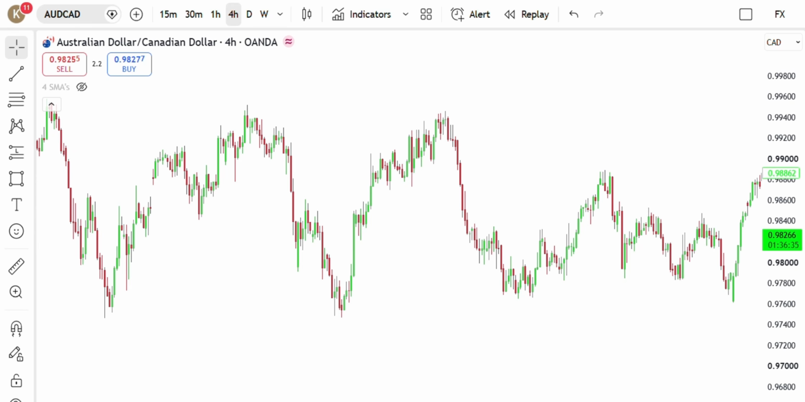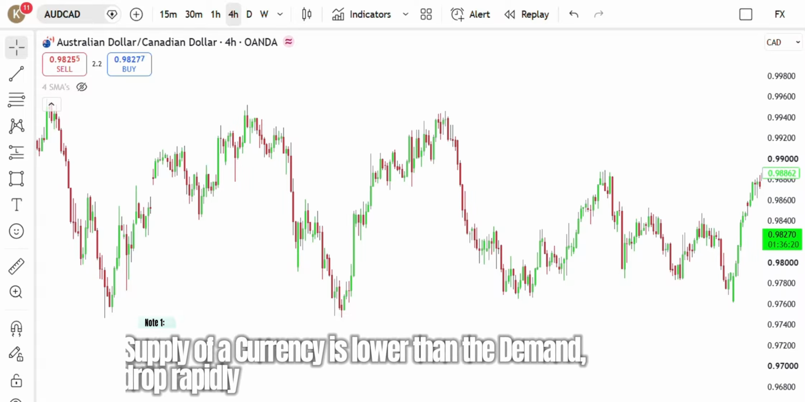So to begin with, we must understand that supply and demand zones are more of a sentimental indicator rather than a technical indicator. The best way to understand this is when the supply of a currency is higher than the demand for it, price falls.